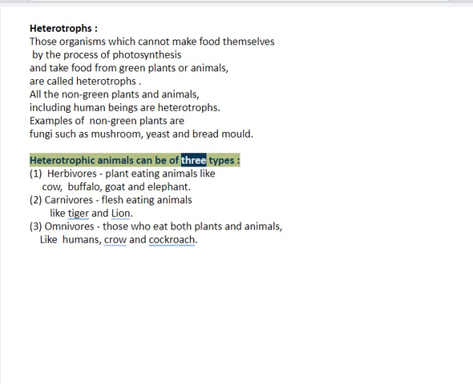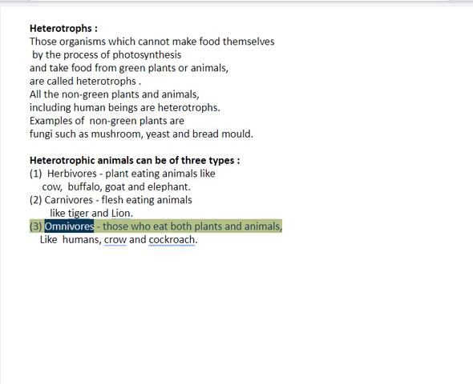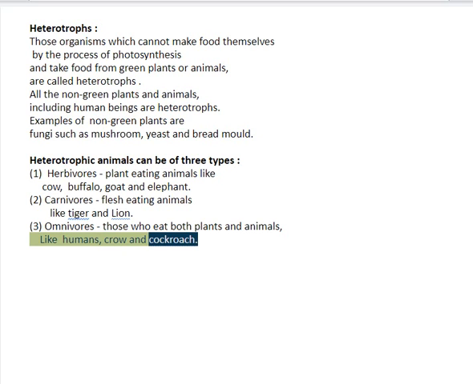Heterotrophic animals can be of three types: 1. Herbivores, plant-eating animals like cow, buffalo, goat and elephant. 2. Carnivores, flesh-eating animals like tiger and lion. 3. Omnivores, those who eat both plants and animals, like humans, crow and cockroach.